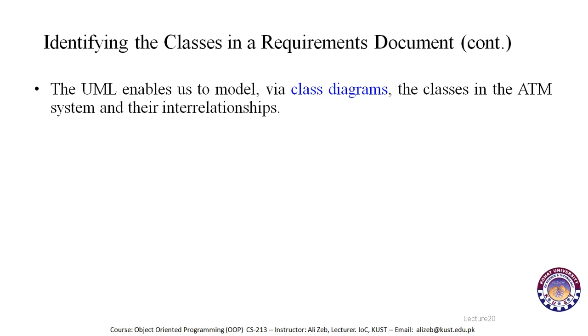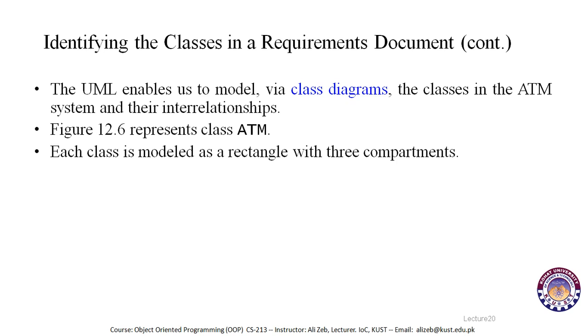Now, a UML diagram enables us to model via class diagrams the classes in the ATM system and their interrelationships. Figure 12.6 is in this slide. You will not find this chapter in your book since this is from one of the older editions of the book, but you will find most of the details in these slides.